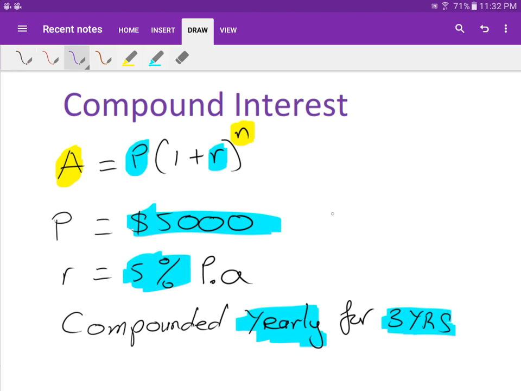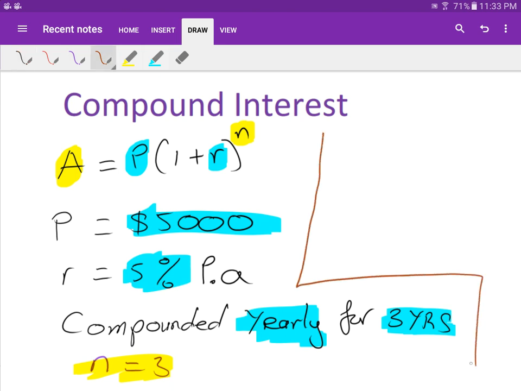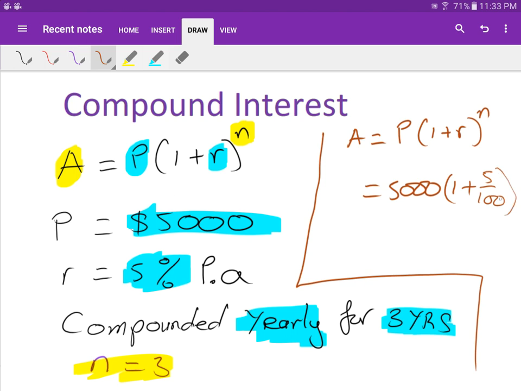So I just write in here P, R, and then N. N is 3 years because they pay you once a year, and in 3 years they pay you 3 times. So we use the formula. I always start with the rule: P(1 + R)^N. This time P is replaced with 5,000, that's how much you put in. R is 5%, which is 5 over 100. Power of N, in this case N is 3.